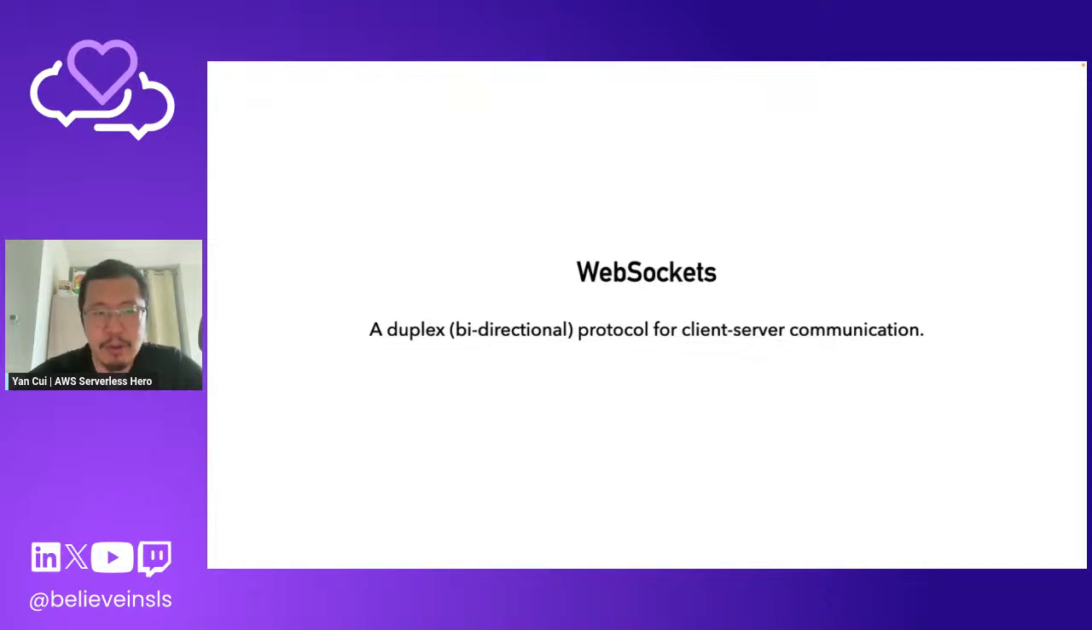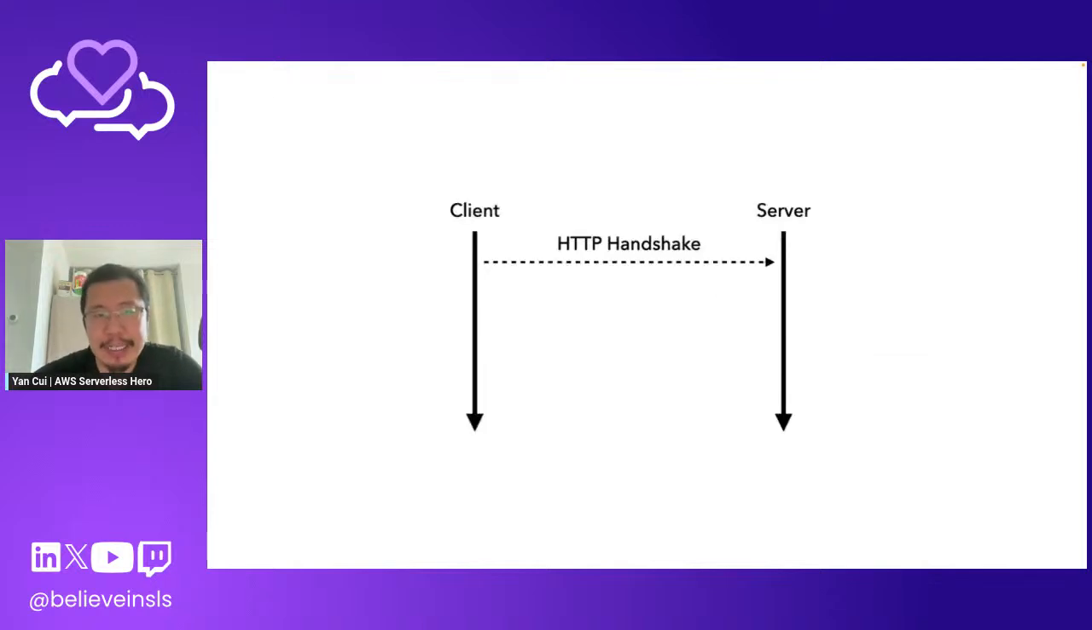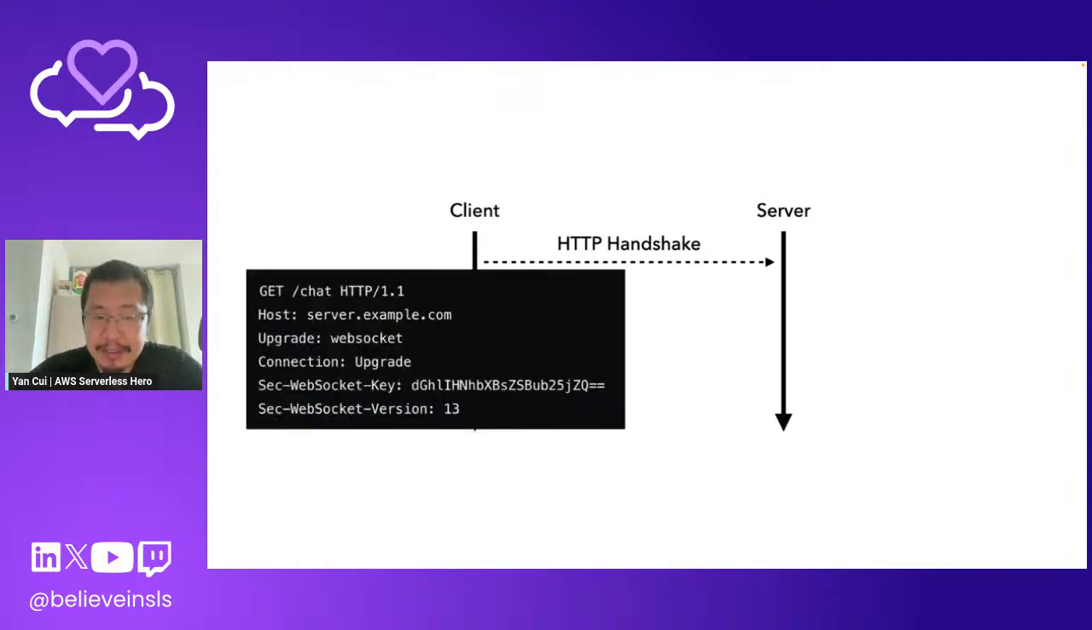So quickly, what are WebSockets? It's basically a duplex or bidirectional protocol that allows the client and the server to communicate with each other. And it's still built on top of HTTP. So essentially, you start by having the client make an HTTP request to the backend to initiate the handshake. The HTTP request looks something like this. In terms of the headers, the important bit here is the upgrade header that says we want to upgrade this HTTP connection to be a WebSocket connection.